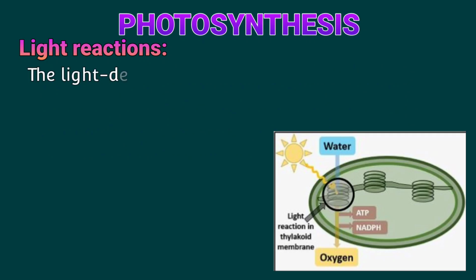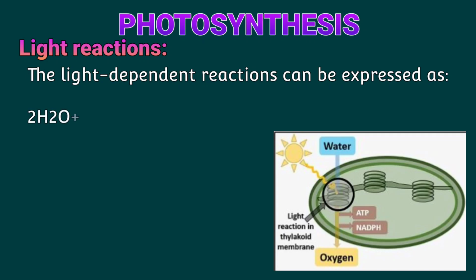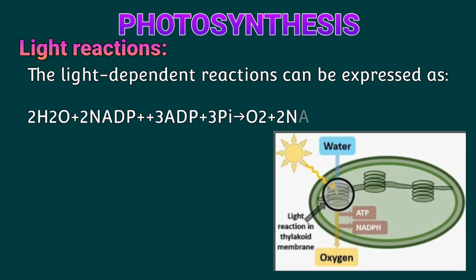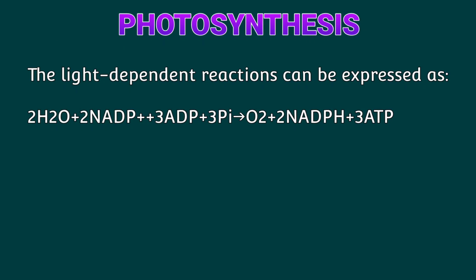So the overall equation of the light reaction, the light dependent reactions, can be expressed as 2H2O plus 2NADP plus 3ADP plus 3 inorganic phosphate gives rise to O2 plus 2NADPH plus 3ATP. This is the overall light reaction equation.